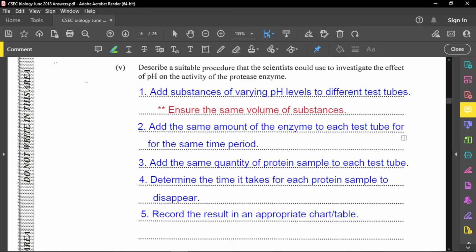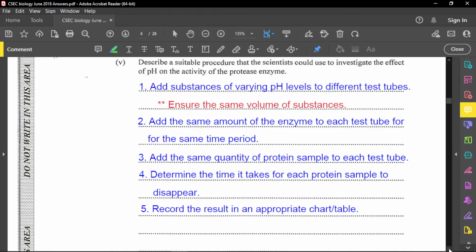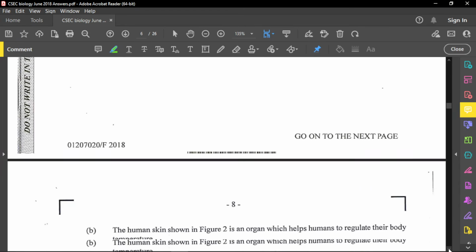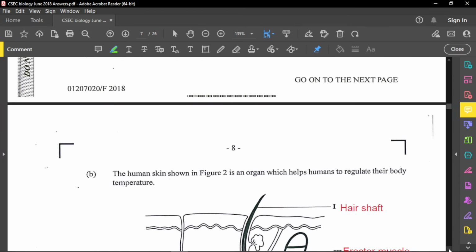And also for the second step, you add the same amount of the enzyme to each test tube for the same time period. All right, and so you want to do it at the same time, or if you do it differently, make sure you use the same time. And then the third thing to do is to add the same quantity of protein sample to each test tube. And then what you want to do after that is determine the time it takes for each protein sample to disappear. And then you want to record the result in an appropriate chart or table. All right, and so that's a simple outline of the experiment to test for pH. It's the same thing as doing temperature, but you only take away the temperature part and substitute that for pH.